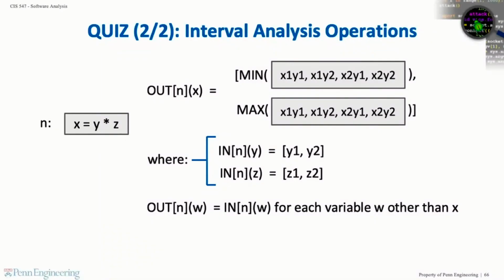Let's review the solution. First, all four combinations of multiplying the lower bounds and the upper bounds of y and z are computed. Then, the minimum of these values is the lower bound of x, while the maximum of these values is its upper bound. You can read an article on interval arithmetic linked from the lecture handout to understand the intuition behind this calculation. The article also shows the interval analysis operations for other kinds of statements, such as integer division.